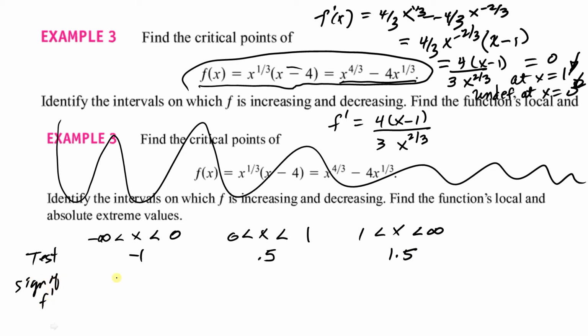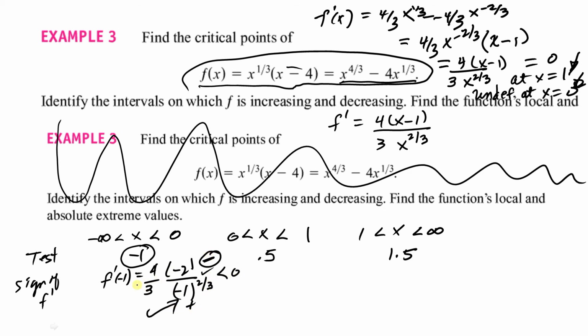of f prime. At minus 1, you can see that f prime at minus 1 is going to be 4 over 3 times minus 2 minus 1 to the 2/3 power. The numerator is going to be negative, and the denominator, which would be the cube root of minus 1, which is minus 1, and then square minus 1 is going to be positive. So on the first interval, this is going to be less than 0, a negative over a positive, so it's going to be decreasing.